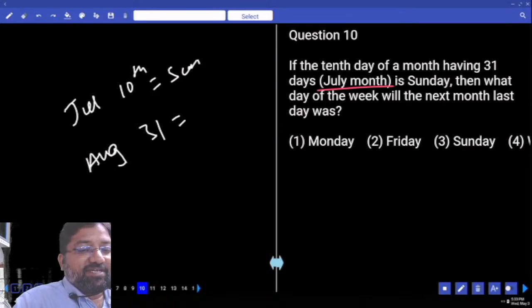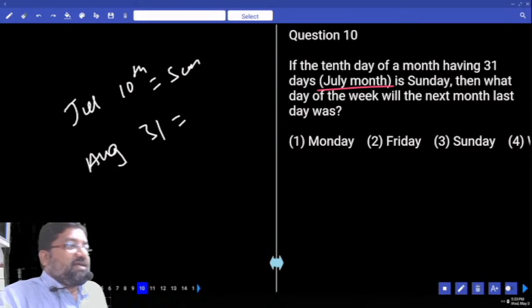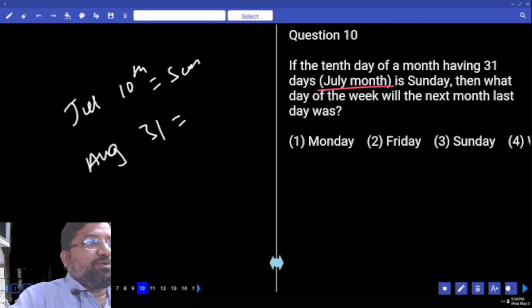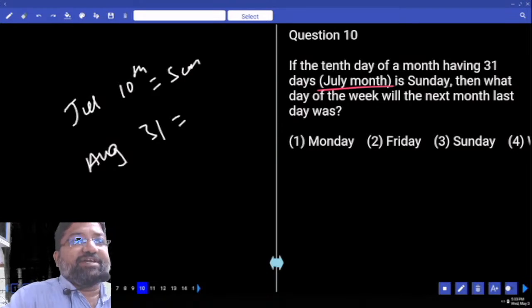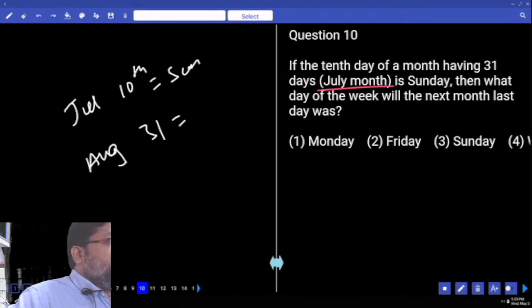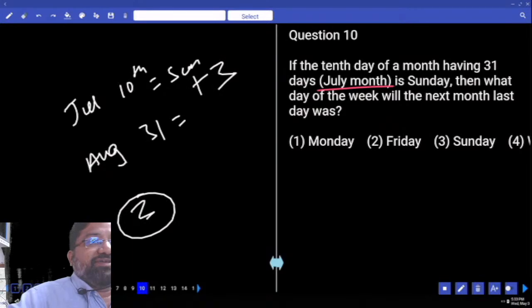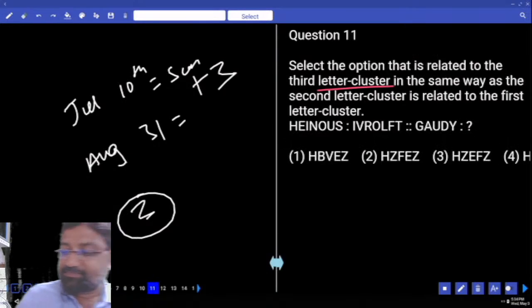How many days in July? 31. How many did I complete? 10. How many more? 21. 21 plus 31, 52. 52 divided by 7. 7 sevens are 49. Remainder 3. Sunday plus 3. What is Sunday plus 3? Wednesday. Understood? Without pen and paper.